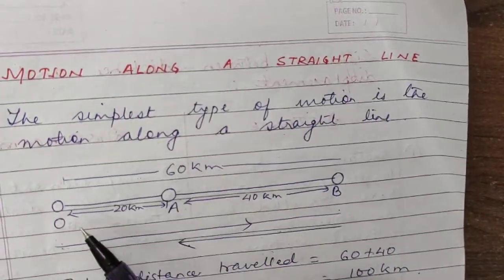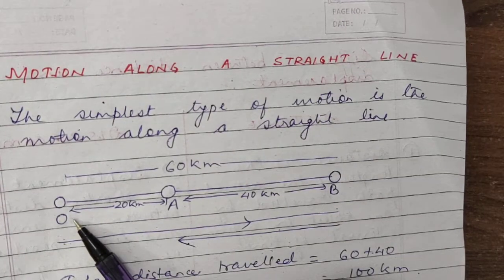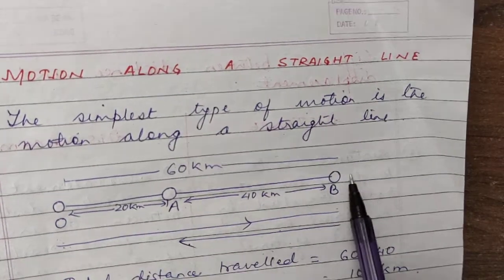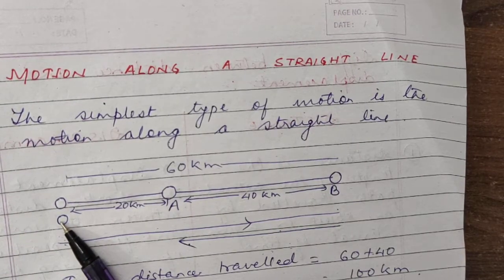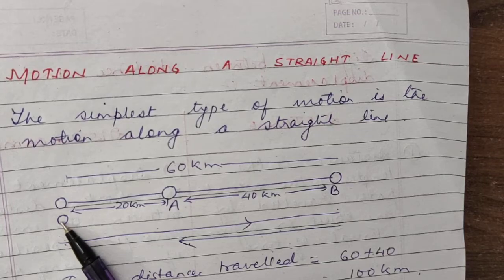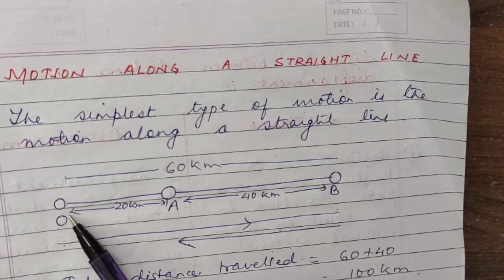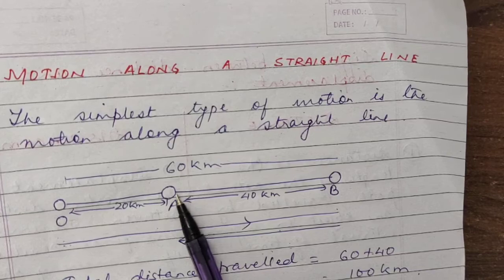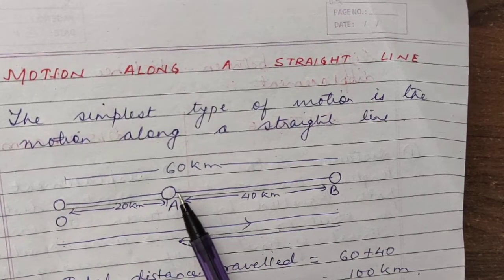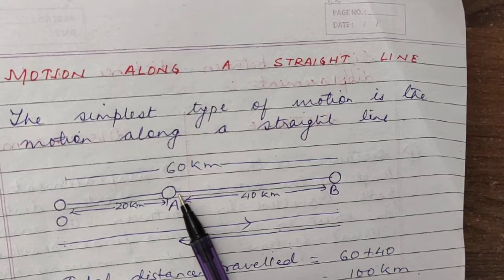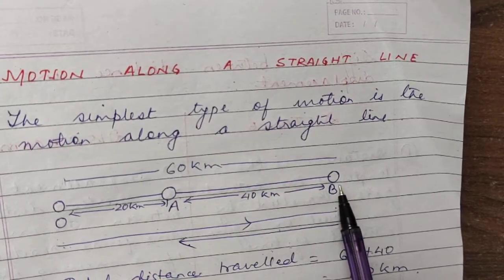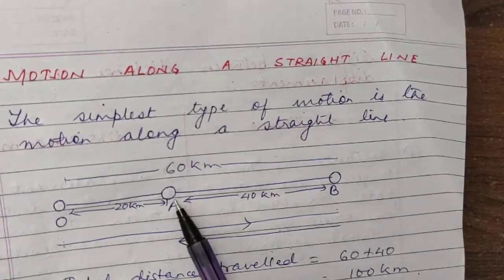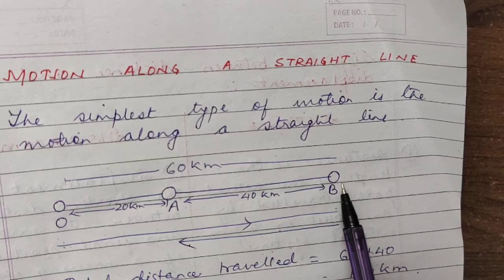Now, suppose that a bus is moving in a straight line, okay? Let O be the starting point or the reference point of the bus. Now, when it moves from O to A, it is 20 km from O, or the starting point, or we can say the reference point. When it reaches B, it covers 40 km. So, the distance between A and B is 40 km.